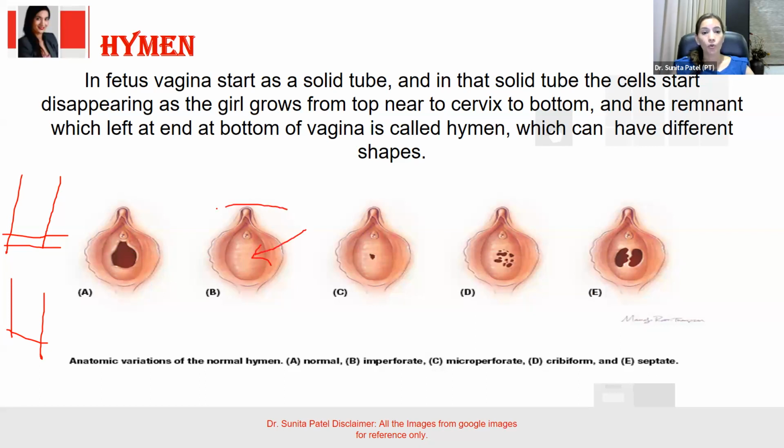But we don't want it closed. If it is closed or very small, like a micro perforate, it is going to give difficulty in passing the blood from the vagina. So this is the hymen.